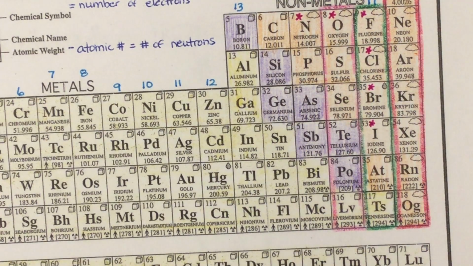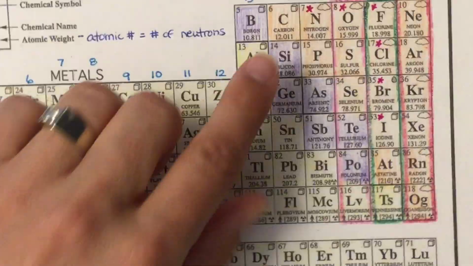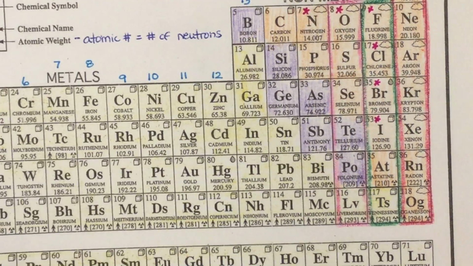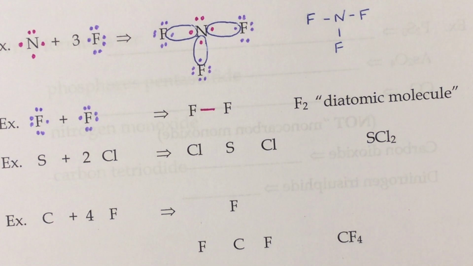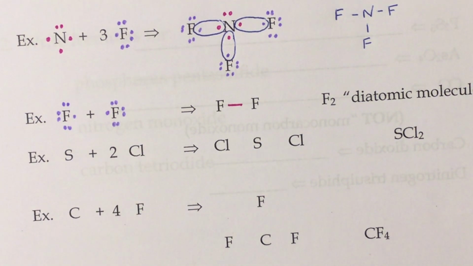It'll always be Br2. Iodine, I2. Chlorine, Cl2. F2, oxygen, O2, nitrogen, N2, and not carbon. That's as far as it goes. Okay. Next one, sulfur and 2 chlorines.